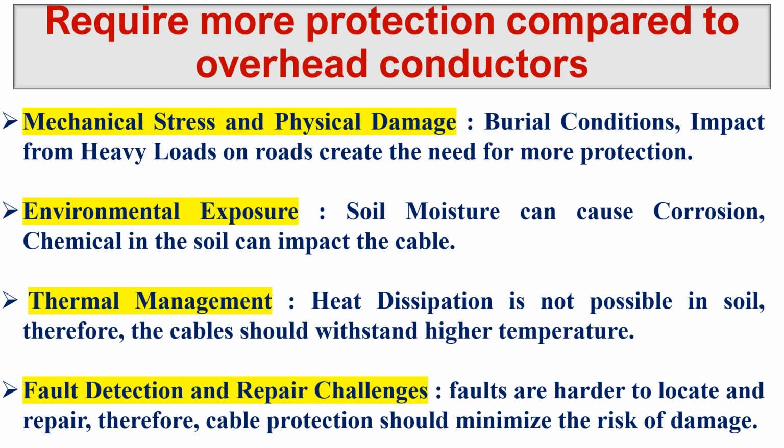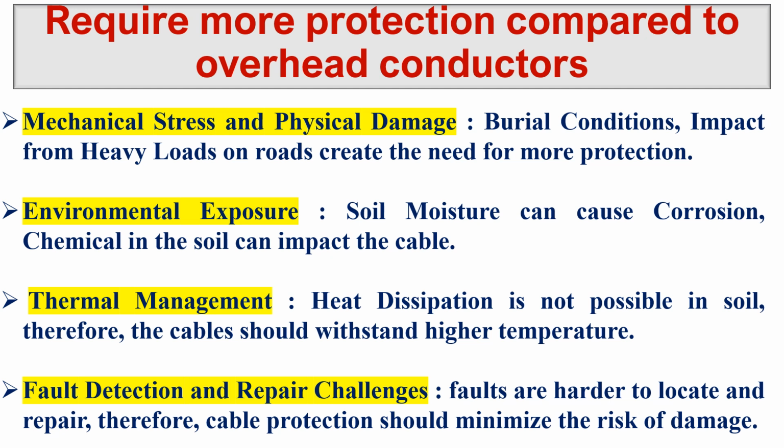So let's look at what the reasons are. This will clarify why we have a different kind of setup in comparison to overhead cables or conductors, which require less protection. First, mechanical stress and physical damage. Underground cables have more mechanical stress because laying underground is not as easy as laying overhead. We have to pull through the underground. Maybe they dig a hole in one place, another hole in another place, and somehow pull the cable, with a lot of mechanical work going on. You can imagine how difficult laying underground is.